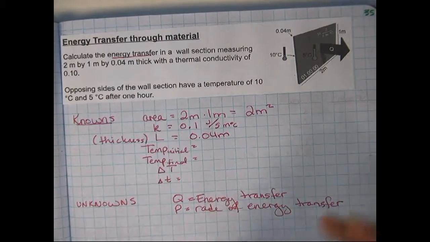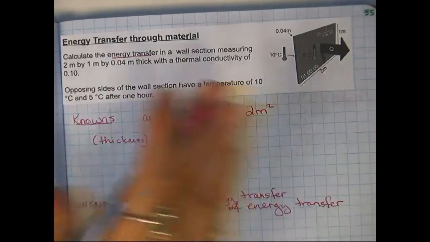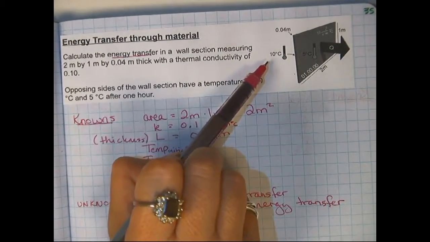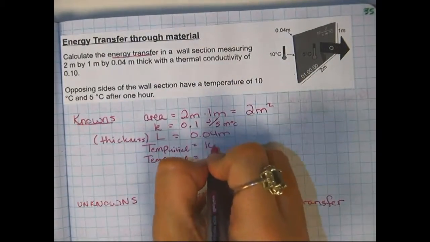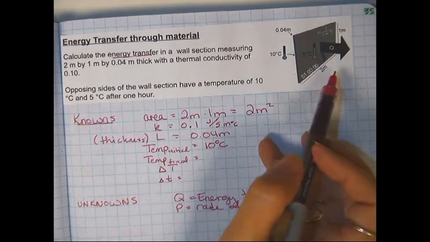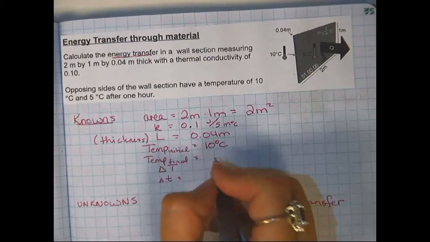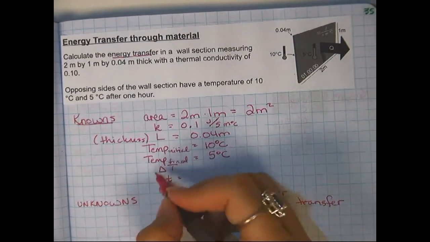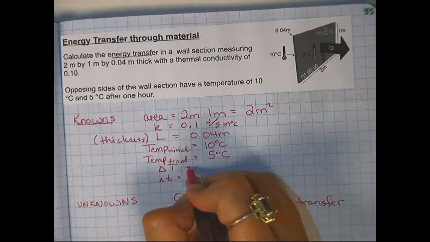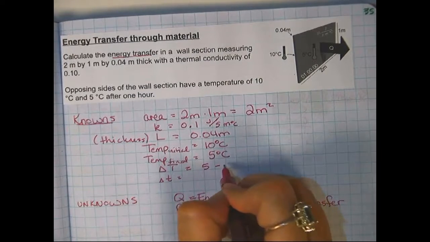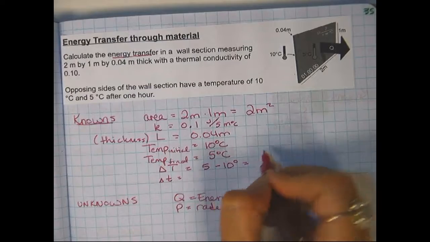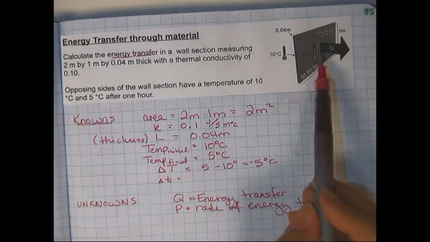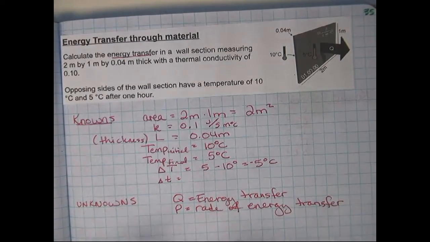Temp initial. So when we do initial and final, we're talking about as it passes through the wall. On our initial side of the wall, it's 10 degrees Celsius. And on the other side of the wall, once the heat's passed through, it's now 5 degrees Celsius. So our delta temp is final minus initial, 5 minus 10 equals 5 degrees Celsius. It's actually gone down in temperature, so it happens to be a negative there.